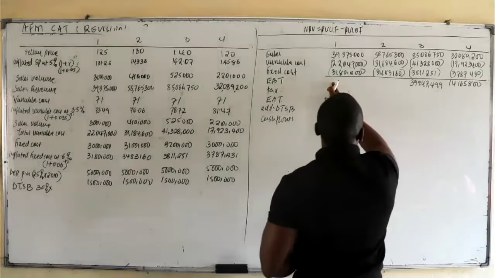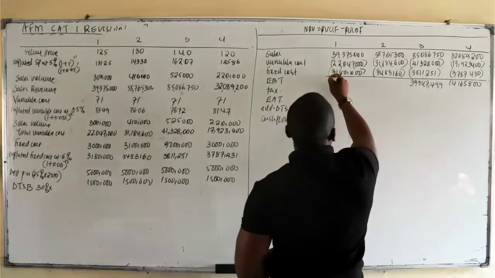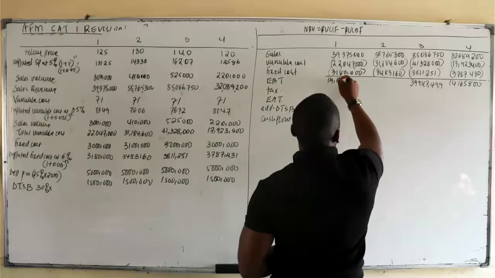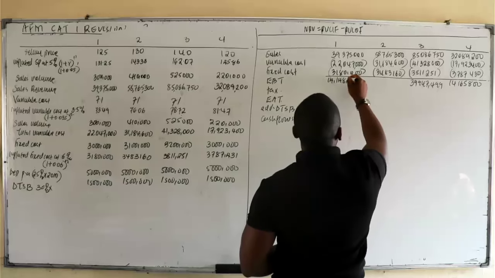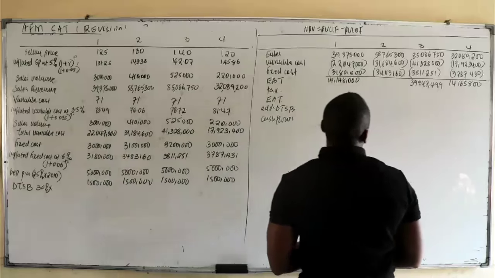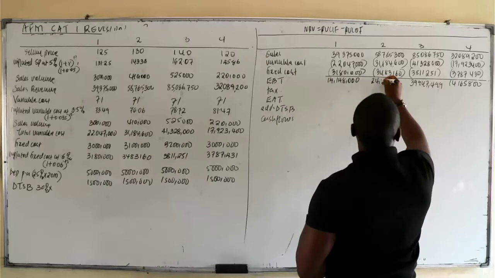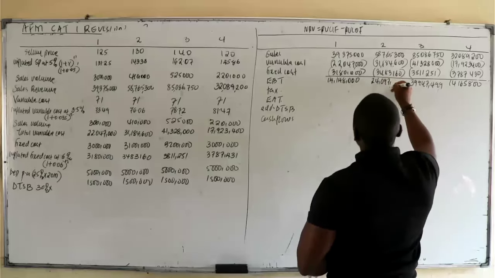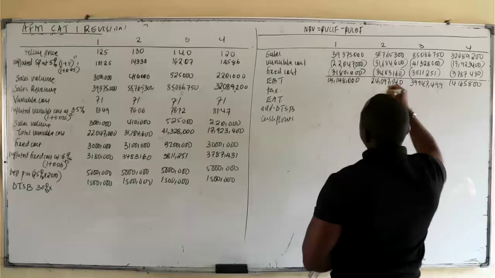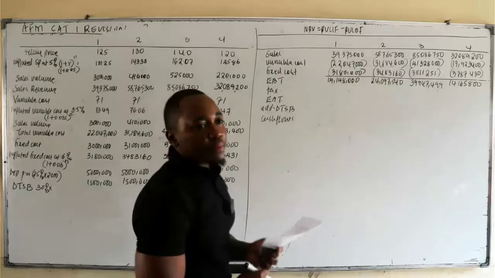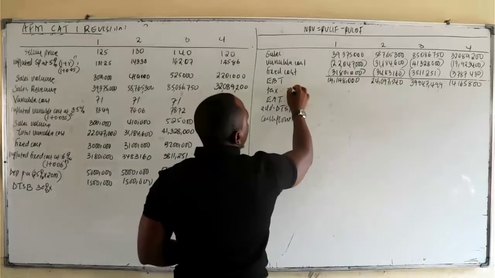The first one, 14,1 148,000. 24 097 540. Then we deduct tax at the rate of, let's leave the tax.